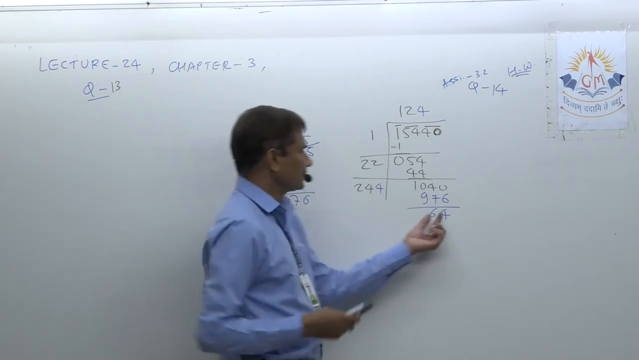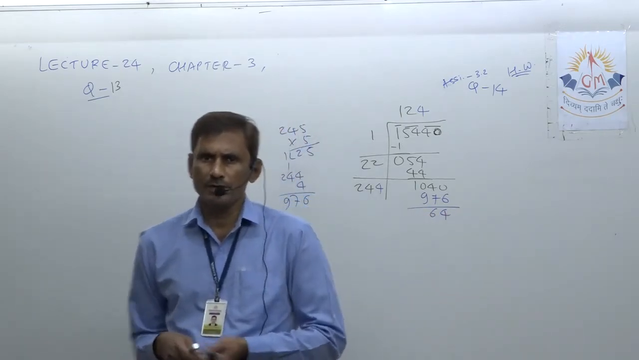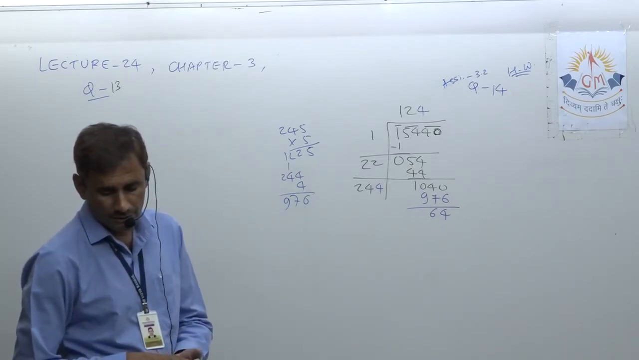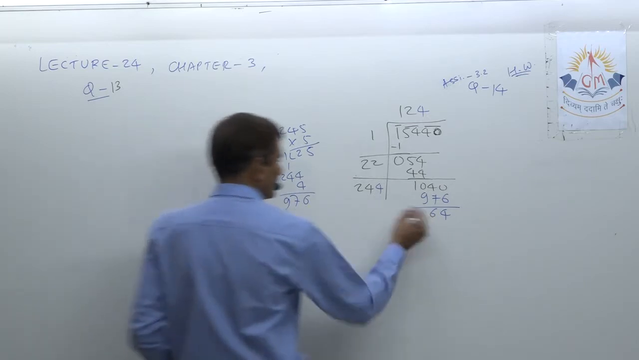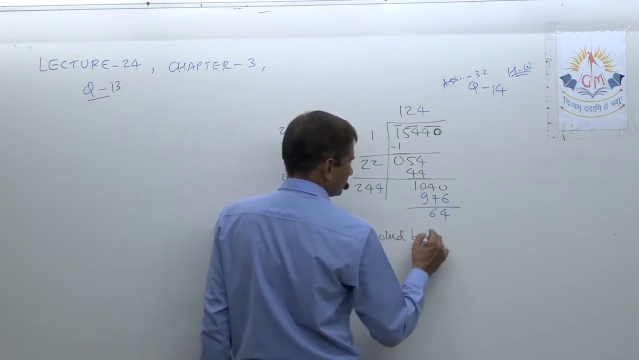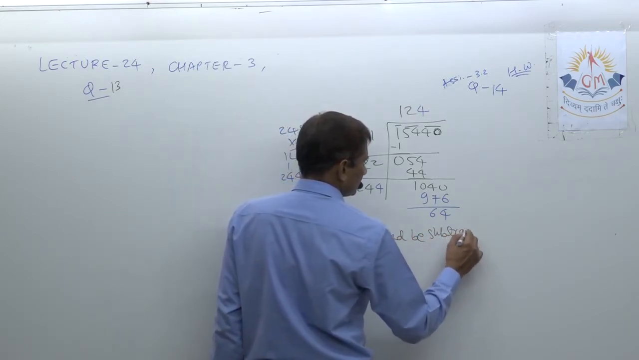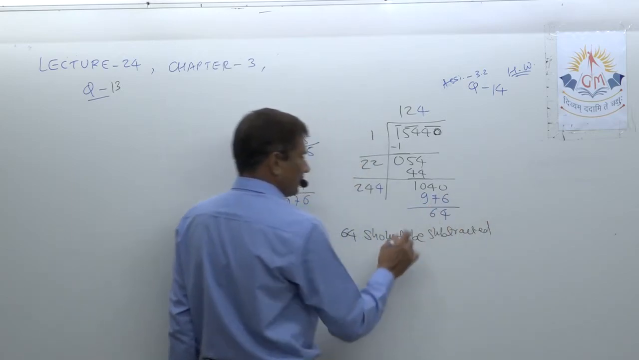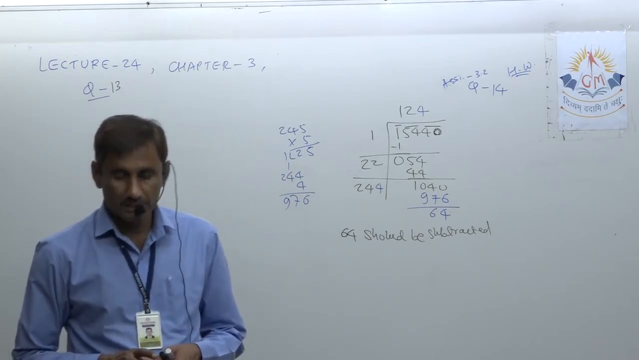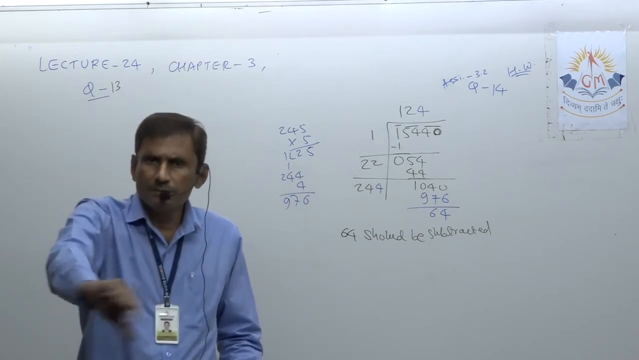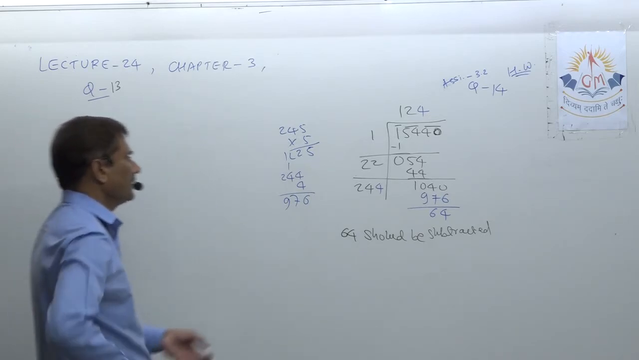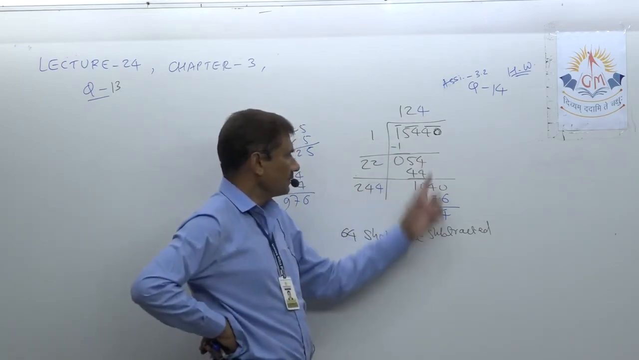So whatever is left here should be subtracted. Okay, they are asking which number should be subtracted from that. So write down, 64 should be subtracted. Okay, you can write the whole statement also: from 1550 to make it a perfect square, taking the sentence from the question itself. Okay, but it's enough.